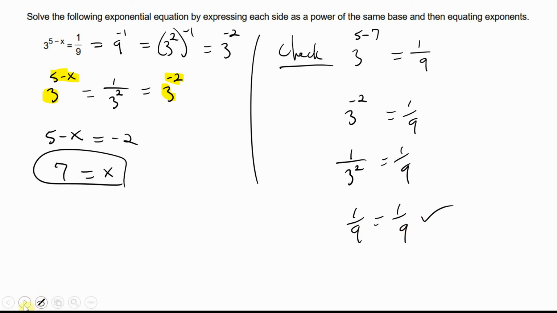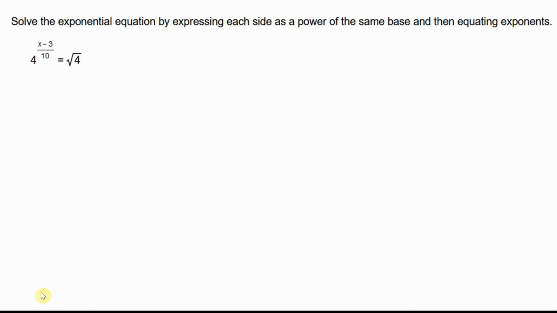Can't get more equivalent than that. All right, again, the key is get the bases to be the same. Looks like base 4 is going to be the key. So this is 4 raised to the (x minus 3) over 10 is equal to 4 raised to the 1/2 power. So I'm setting (x minus 3) over 10 equal to 1/2. So this implies then that (x minus 3) over 10 is equal to 1/2.